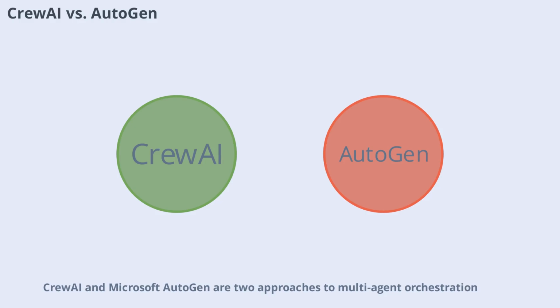CrewAI and Microsoft AutoGen are two approaches to multi-agent orchestration. CrewAI lets developers define agents as structured workers with roles, goals, and tools, orchestrating them in workplace-like workflows. AutoGen, on the other hand, configures agents as chat loops that collaborate by passing messages to solve tasks. Each has its strengths depending on the use case.